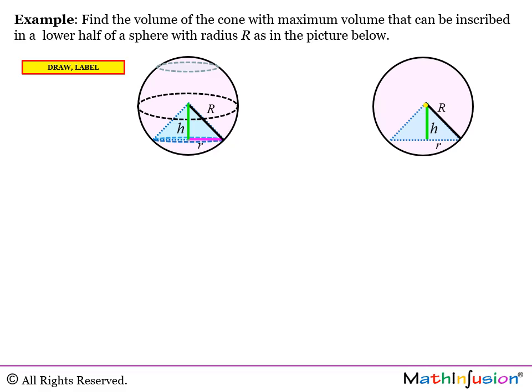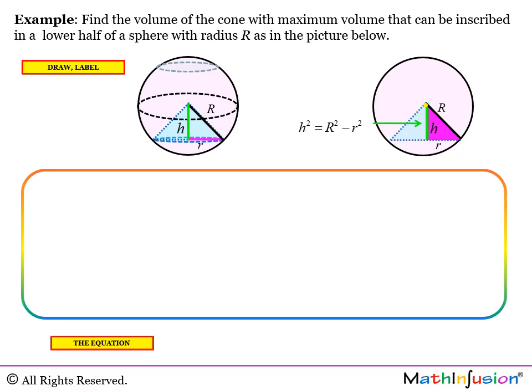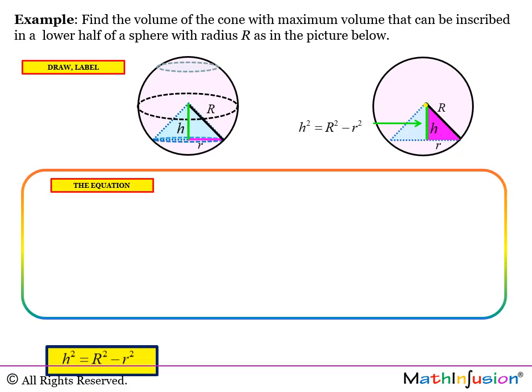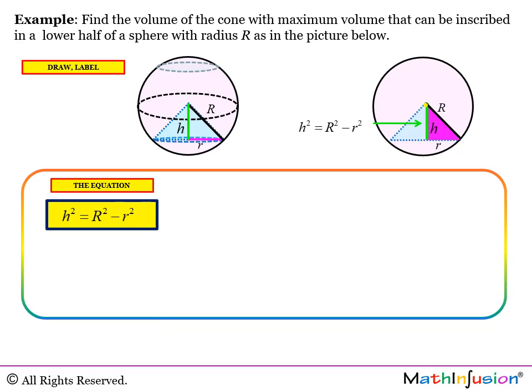And from here we can find out using this triangle that the connection between h and capital R and small r is that. And also this is the equation because this connects between all those variables, and the variables are just h and little r because capital R is a fixed number, is the given radius of the sphere.